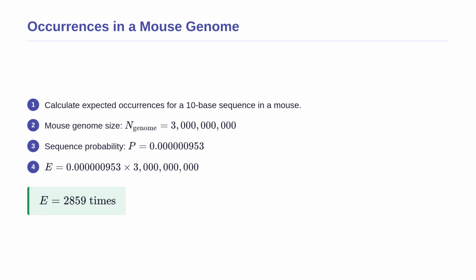2,859. This means that a 10-base sequence would appear approximately 2,859 times in the mouse genome by pure random chance. Physically, this tells us that our TALEN would cut the DNA in thousands of unintended places, which would be disastrous and likely fatal for the cell.